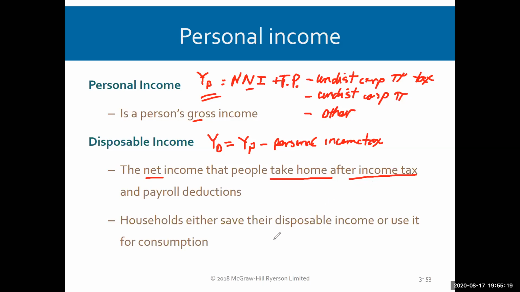Finally, households, well, they can choose to either save their disposable income or use it for consumption. Now we're not talking gross income, we're talking YD. So that's my disposable income. That is either consumed or saved. Sorry about my messy writing on here, but the disposable income is either consumed or saved. Gross income is either consumed, saved, or you pay income tax on it.